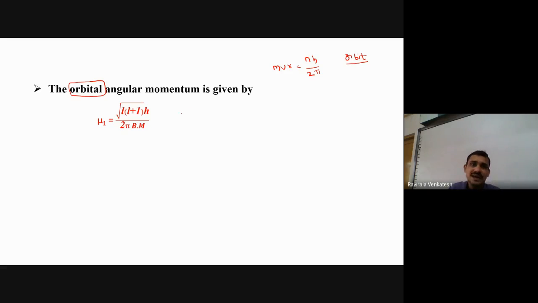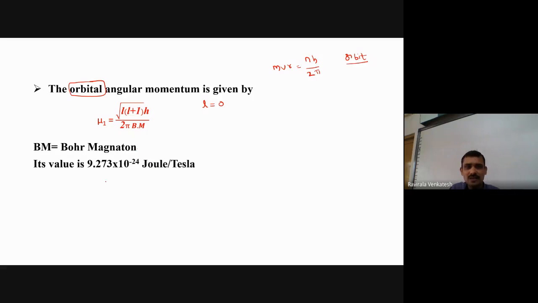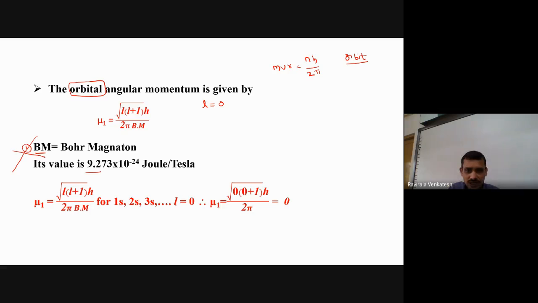So you have to substitute the L value. For example, if L is equal to 0, what will be the orbital angular momentum? Let me see this one. Bm is nothing but Bohr magneton, and the value will be 9.2 into 10 to the power minus 24 joules per Tesla. Nobody asks this in examination, leave it. It is an extra syllabus one.